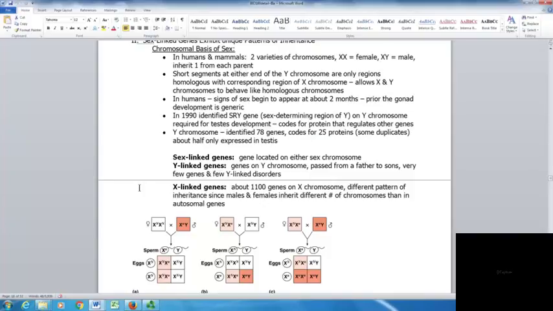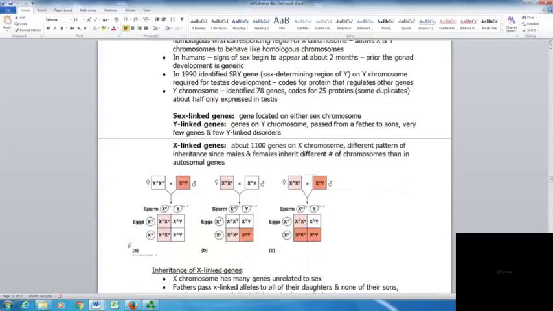X-linked genes: there are about 1,100 genes on the X chromosome. They get a different pattern of inheritance, since males and females will inherit different numbers of these chromosomes, rather than inheriting them the way they do in the autosomal genes. This diagram here, where you can see the female and the male and the pattern of inheritance, allows you to compare dominant and recessive, and how the pattern will be different in the males and females.